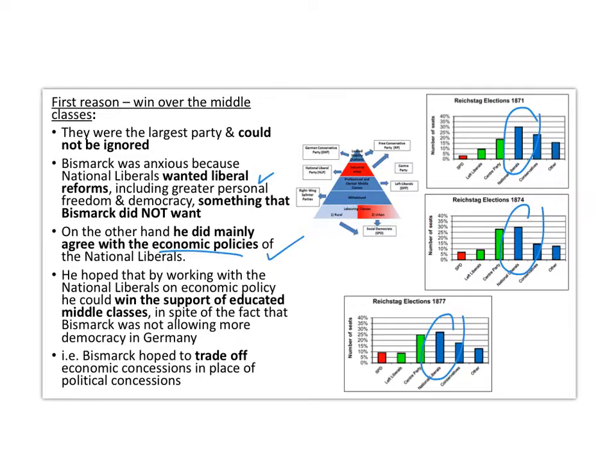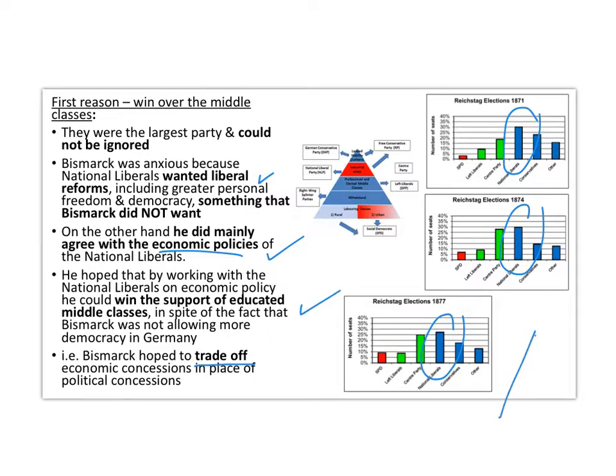And ultimately, by working with them on economic policy, he would win the support of the middle classes, and he believed that as a modern government, his job was to strengthen Germany. He's got to get the middle classes on his side. So in a sense, it's a kind of trade-off that Bismarck is saying.